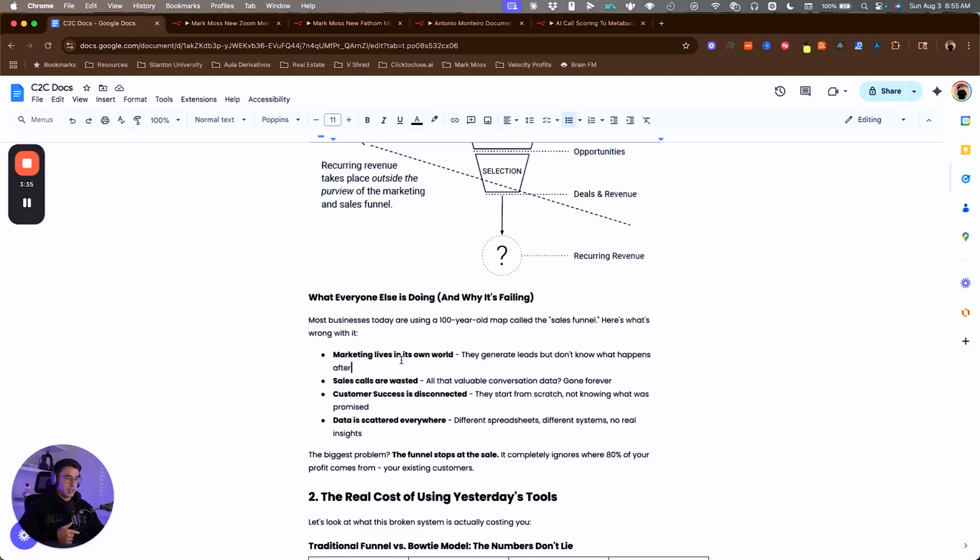But as you know, the majority of people that go through your funnel are not super qualified. And if you're sending the majority of your conversions as not qualified, you're basically training your pixel to find you not really good leads. And then the sales calls are wasted. So what I mean by that is, it's all valuable conversion data. It's gone forever. People use Fathom, they use Fireflies, but they are not leveraging that information in a way where it's sent back to the CRM in a format that is useful.